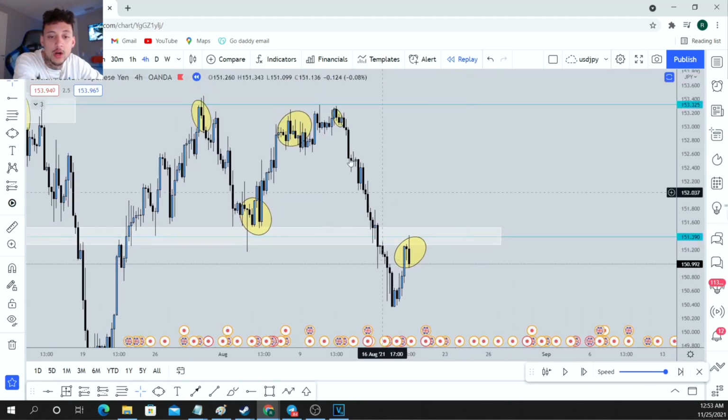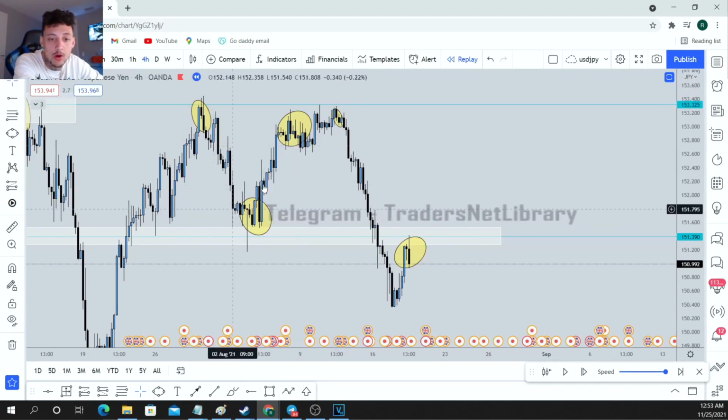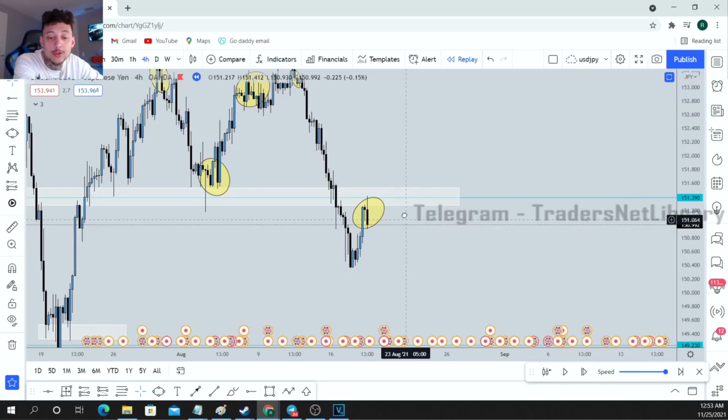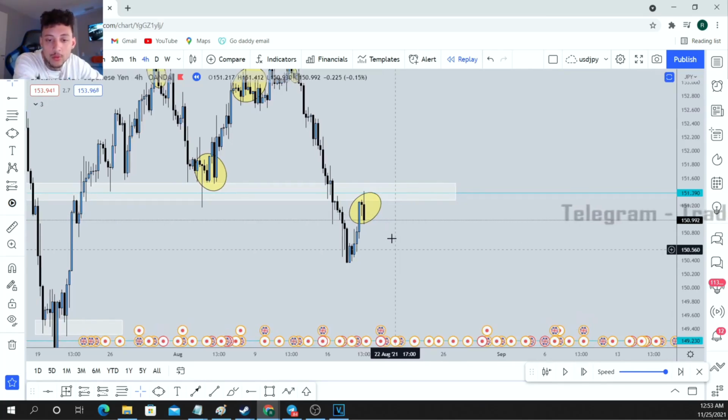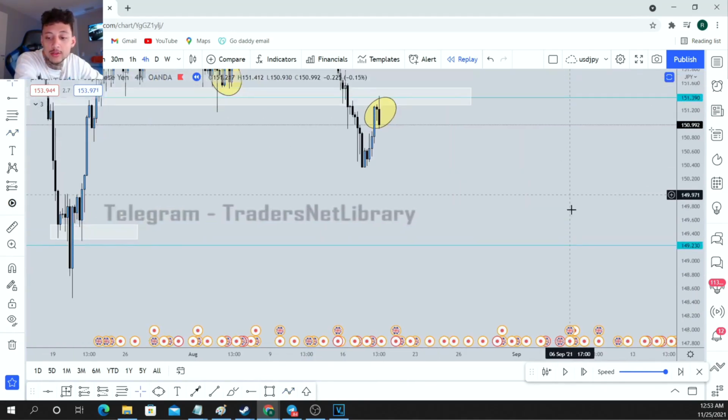And again, these were high probability. These were all high probability entry candlesticks, right? Why is this a bearish variation? Simple. It closed under the lowest low of the previous candlestick there.